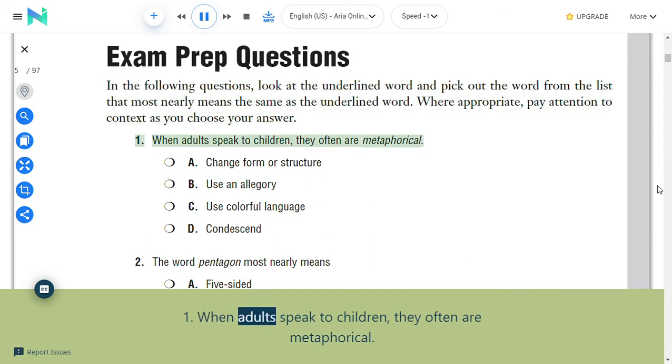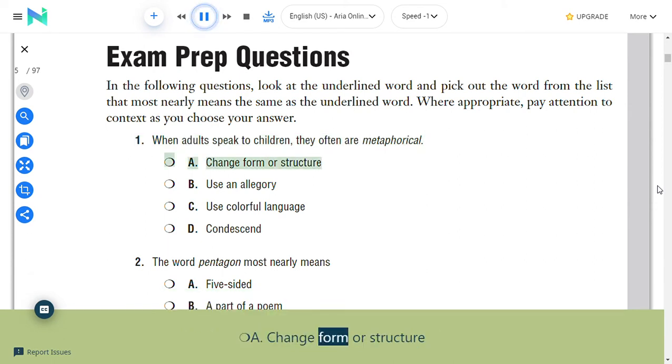1. When adults speak to children, they often are metaphorical. A. Change form or structure. B. Use an allegory. C. Use colorful language. D. Condescend.